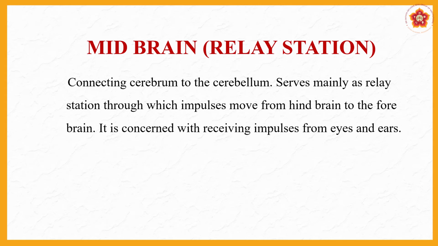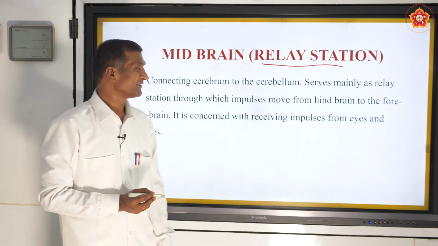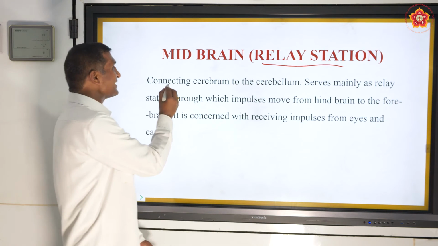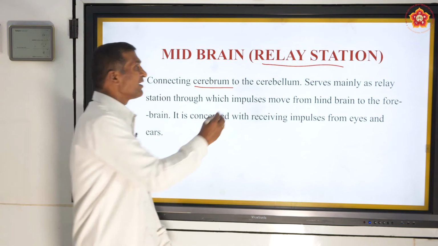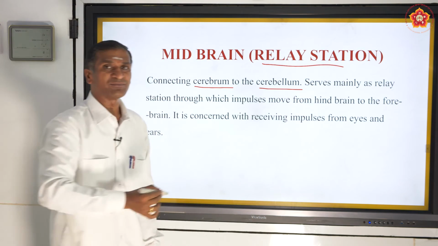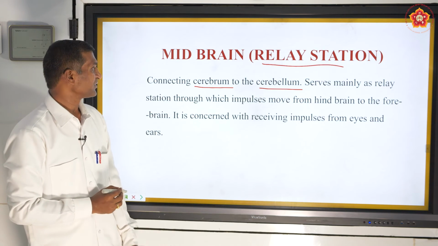Next is the midbrain. The midbrain is a relay station. It is a connecting one. For what? For the forebrain and the hindbrain. The midbrain connects the cerebrum, which comes under the forebrain, to the cerebellum, which is in the hindbrain part, which we will study further.